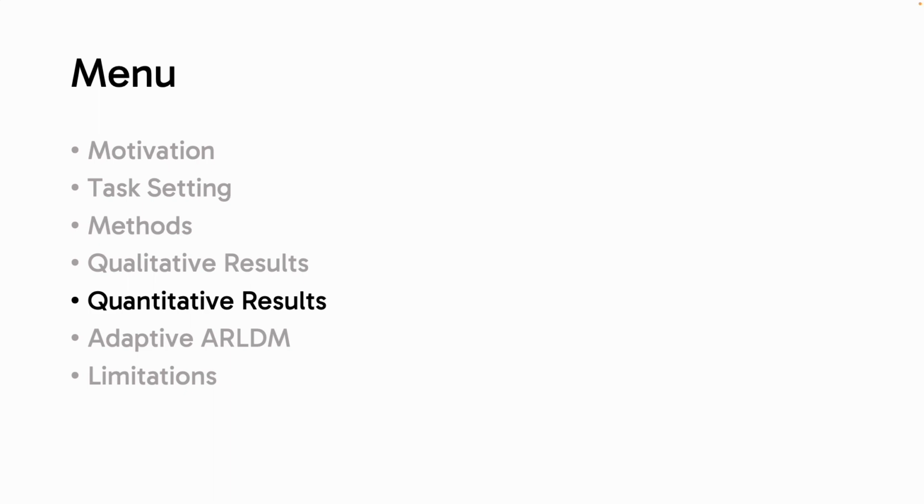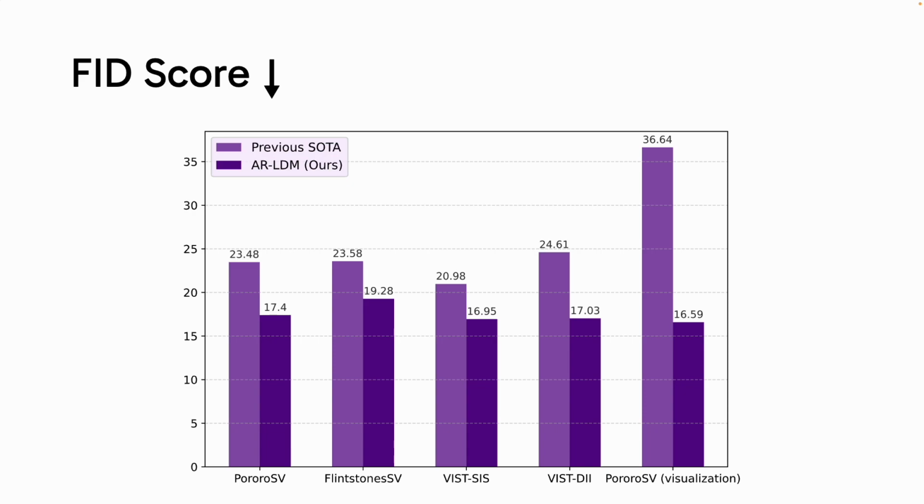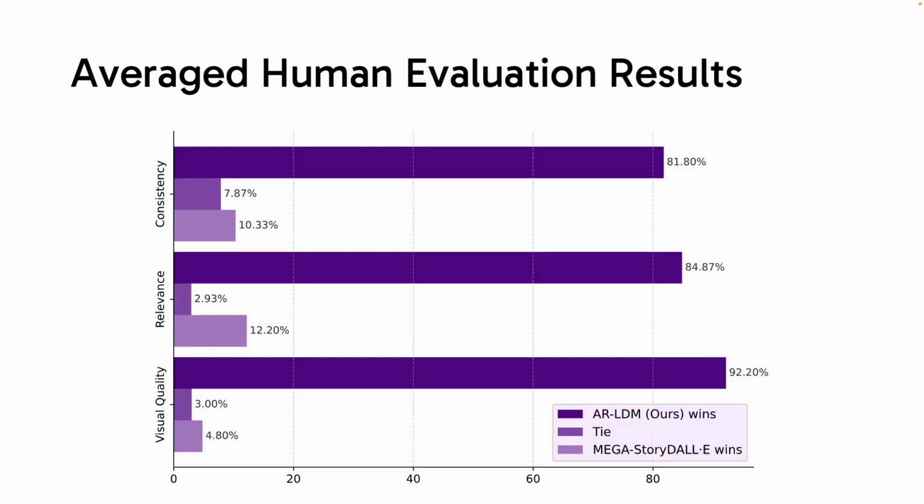We also provide quantitative results here. We use FID score to evaluate our model's image fidelity. As you can see, our AR-LDM greatly outperforms previous state-of-the-art methods on 3 datasets under both story continuation and visualization setting. We also carried out large-scale human evaluation on 3 datasets. We randomly select 500 samples of each dataset to be evaluated for each criterion. We found that AR-LDM outperforms StoryDALL-E by a large margin in consistency, relevance, and also visual quality.